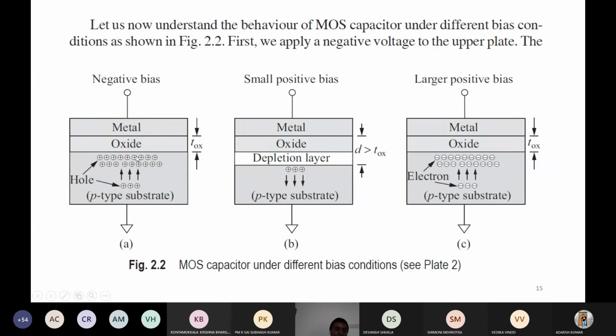Here holes were accumulated during the negative bias, but during a small positive bias, they will be repelled. So the holes are going downside, they will be repelled. Some portion beneath the oxide will be free of charge carriers, neither holes nor electrons, nothing is there. So it is basically called the depletion region. The depletion region will be created. It will act like a dielectric, as in a PN junction.